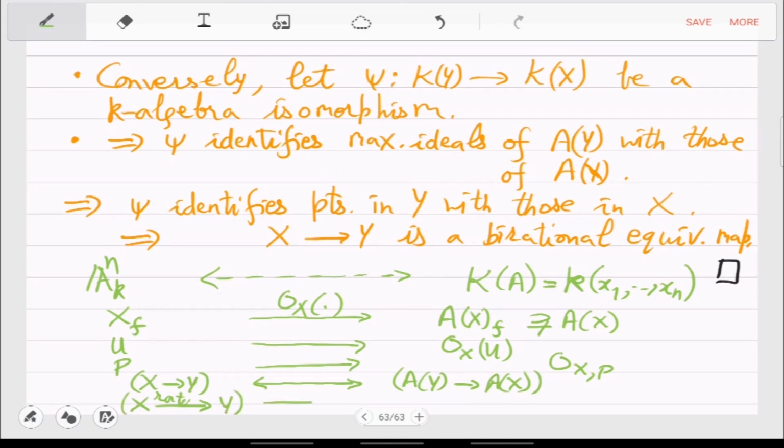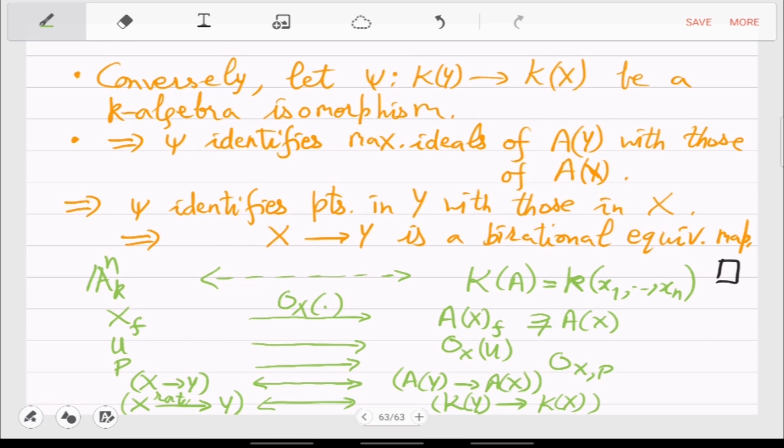So the rational map corresponds to field homomorphism. Reversed arrow. Okay, is that clear? So these are the associations between geometry and algebra that we have seen, in addition to the old picture.